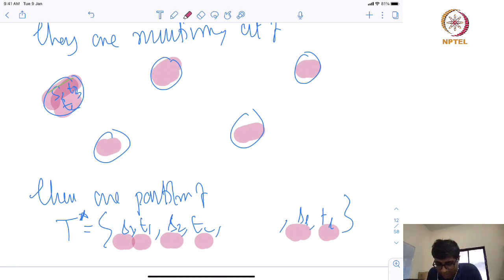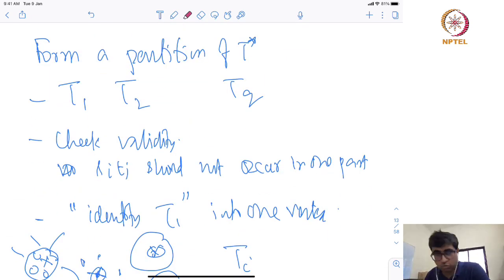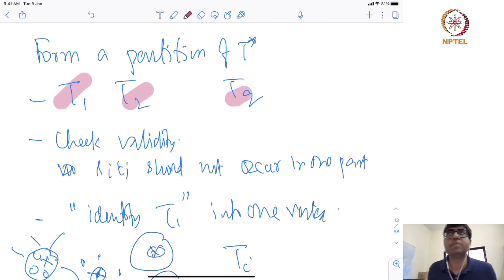So what do I do? After I delete the edges of S, the terminals in T star get partitioned into different connected components. So my algorithm is going to be, you guess a partition of T star. Suppose they are T1, T2, up to Tq. It's a partition of T star. Now you first check, is this a valid partition? Meaning, if I delete the solution set S, can we get this partition? What is the meaning of that? Si, Ti should not occur in the same part. Meaning, they should not be in the same part. Because what we are trying to do is to disconnect every vertex in Ti from every vertex in Tj, but we are not caring about disconnecting vertices in the same part.